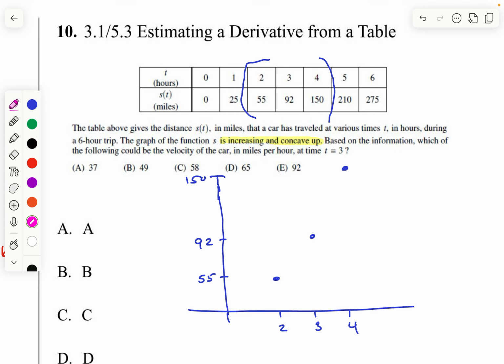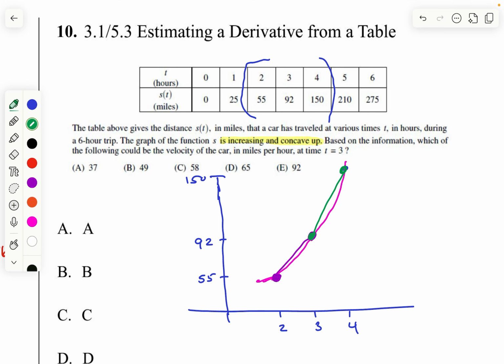So we can't build a tangent line. We don't have a derivative. If it's increasing and concave up, it's going to be bending like that, so roughly concave up there. And so what does that mean? Well, if I find an average velocity, that would be that secant line, right? And if I find this average velocity, that would be that secant line.